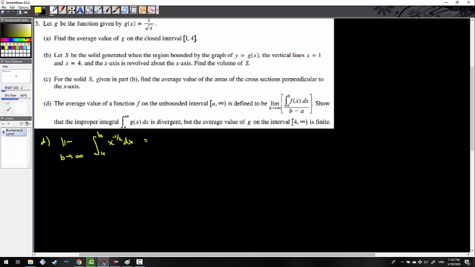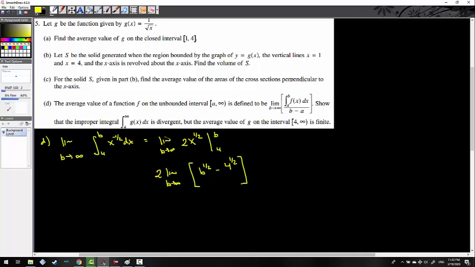And what's that going to be? Well, that's going to be x to the 1/2, we've done this before, times 2 on the interval 4 to b, and again, I'm not going to forget the limit as b goes to infinity. I'm going to kick the 2 out, so I'm going to say 2 times the limit as b goes to infinity, and I'll just evaluate. I'll say b to the 1/2 minus 4 to the 1/2.